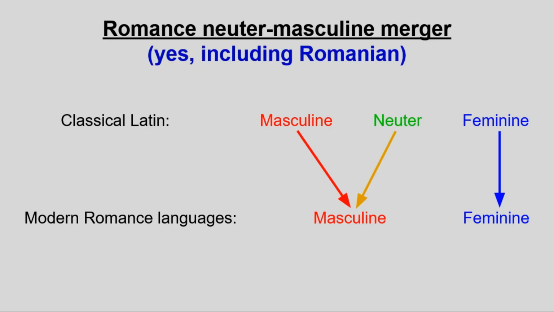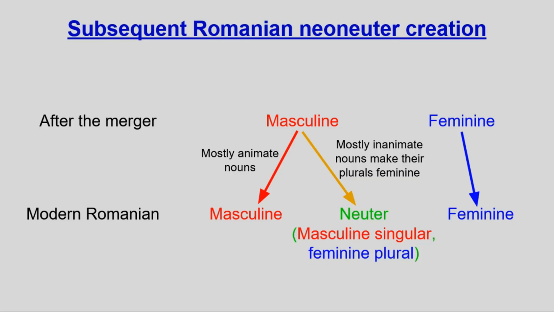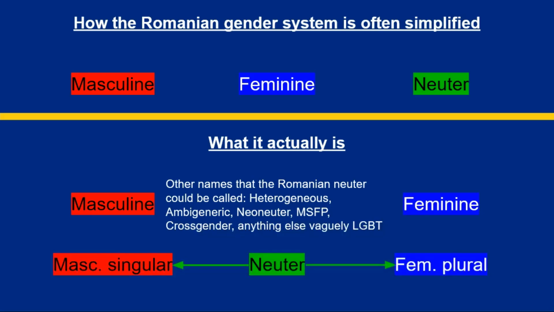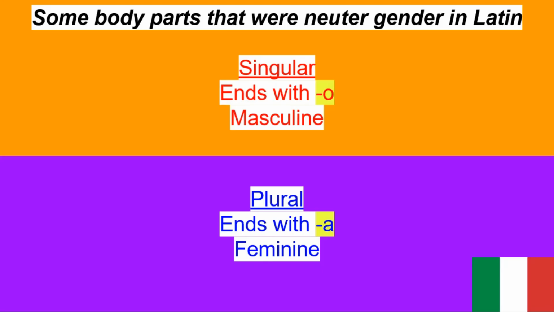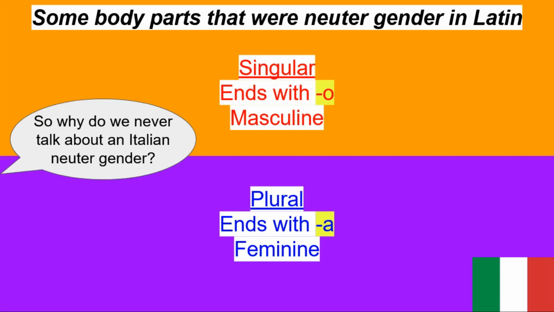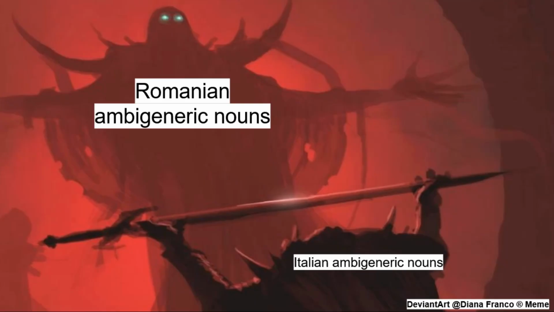The neuter merging into the masculine still happened in Romanian, but then Romanian started changing many masculine nouns, predominantly inanimate objects, to be feminine in the plural, resulting in a new neuter gender, although a lot of people think that's not the best name for the class. And yes, Italian did the same thing to some nouns, but the reason we don't talk about Italian having a neuter gender is simply number. In Italian, there are only a handful of masculine singular, feminine plural nouns, but in Romanian, that class encompasses the majority of previously masculine inanimate nouns.